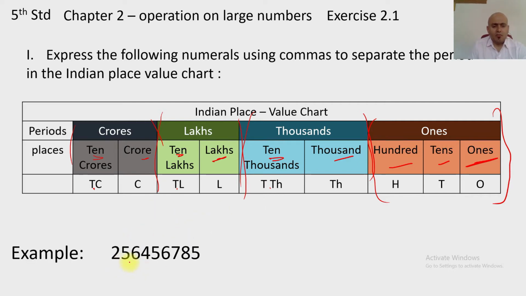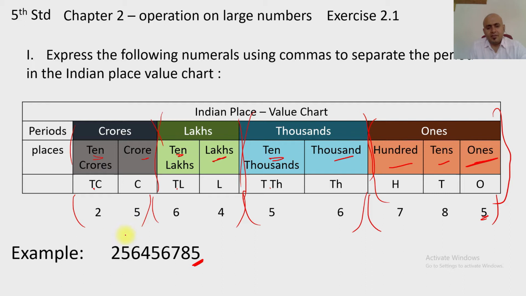The example given is 2, 5, 6, 4, 5, 6, 7, 8, 5. Let us fill this number in the Indian place value chart, starting with 5 towards the ones place. That is 5, 8, 7, 6, 5, 4, 6, 5, 2. So starting with ones, we have filled all the numbers up to 10 crores, and here you can see 5, 8, 7 is in the ones group, 6, 5 is in the thousands group, 4, 6 is in the lakhs group, and 2, 5 is in the crores group.